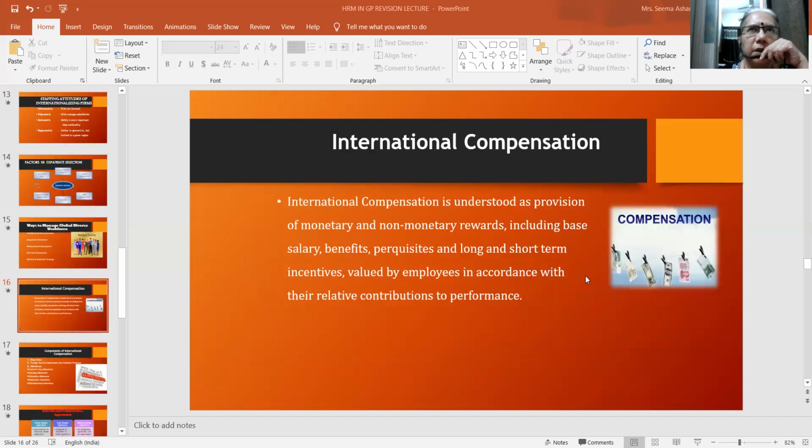The next HR concept which we have to study here is international compensation. What does international compensation mean? It means the monetary and non-monetary awards which are given to the employee, which will include the base salary, benefits, perquisites, and all kinds of incentives which are given to the employee for their contribution.